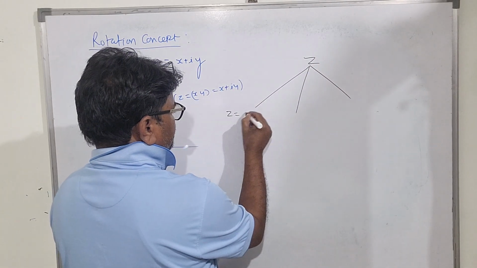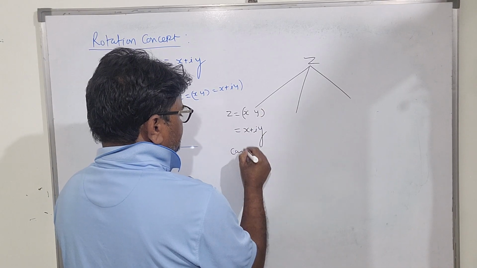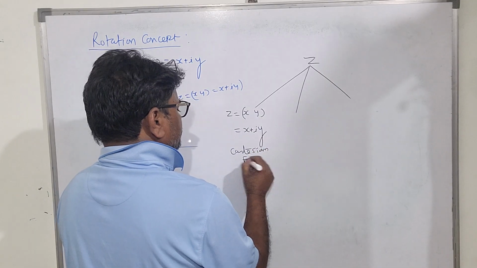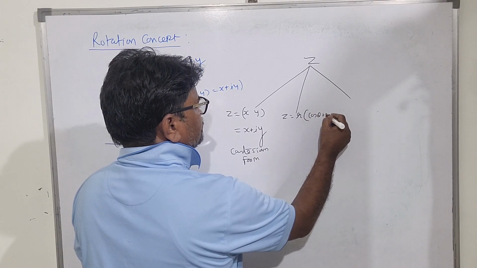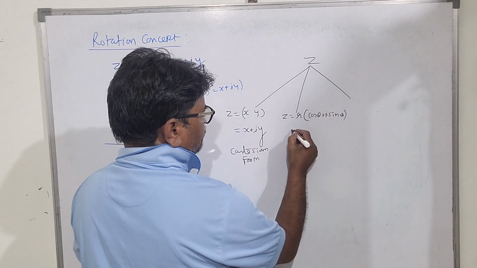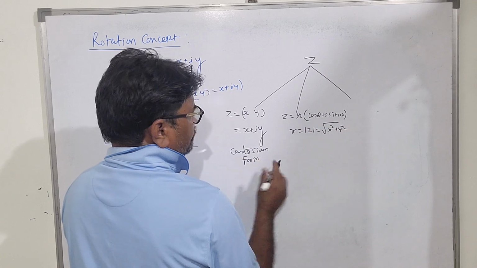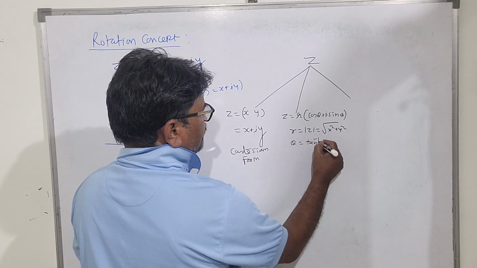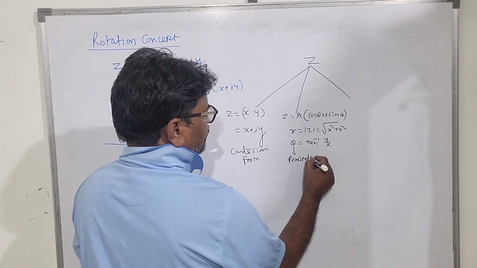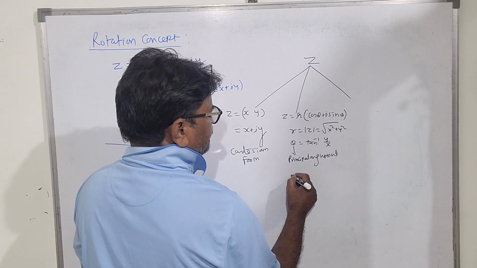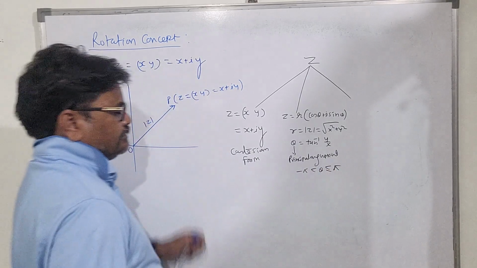Okay, z in Cartesian form. This is x comma y, that is x plus iota y. This is your Cartesian form. Then I can write down z as r into cos theta plus i sin theta, where r is modulus of z, that is square root of x square plus y square, and theta is your principal argument, tan inverse of y by x. The principal argument always lies between minus pi to pi, including pi.